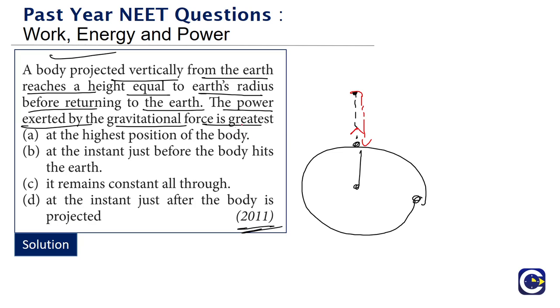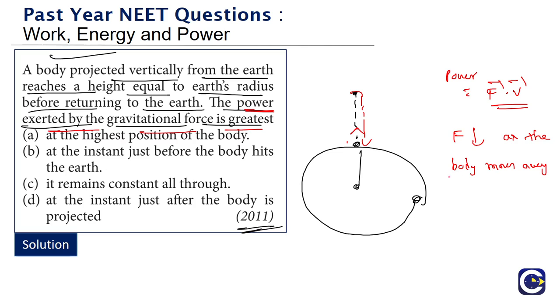Now we need to comment on when the power exerted by the gravitational force is greatest. So what is the power formula? F dot v, right? Power formula will be F dot v. And we know that as the particle is going away from the surface of the earth, force will be decreasing. As the body moves away, force decreases. And finally the velocity is becoming zero somewhere, means the velocity is also decreasing, right?